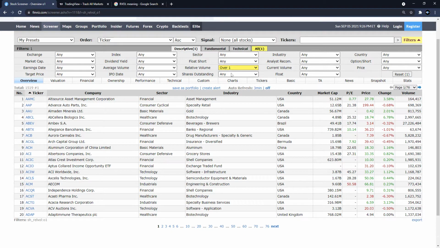Okay, so we click on over one, and as you can see, this was based on Friday's results, because the market of course is closed. And as you can see right now, in total we have 1,519 stocks at the moment.